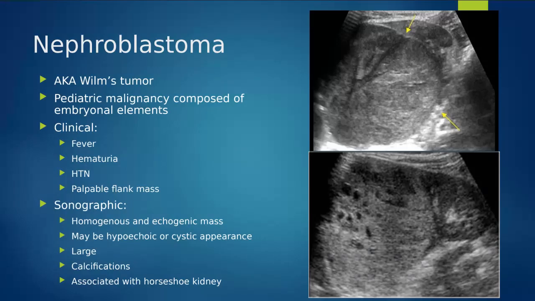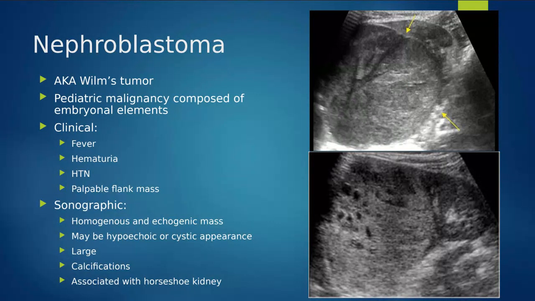Next, we have nephroblastoma. This is also known as a Wilms tumor. This is that malignant pediatric condition. This is really unfortunate, but it is very, very common in pediatric kids. So clinically, they're going to have fever, blood in their urine, flank mass, hypertension. On ultrasound, we're going to see these really large variable masses. They're echogenic. They're cystic. They could have calcifications.